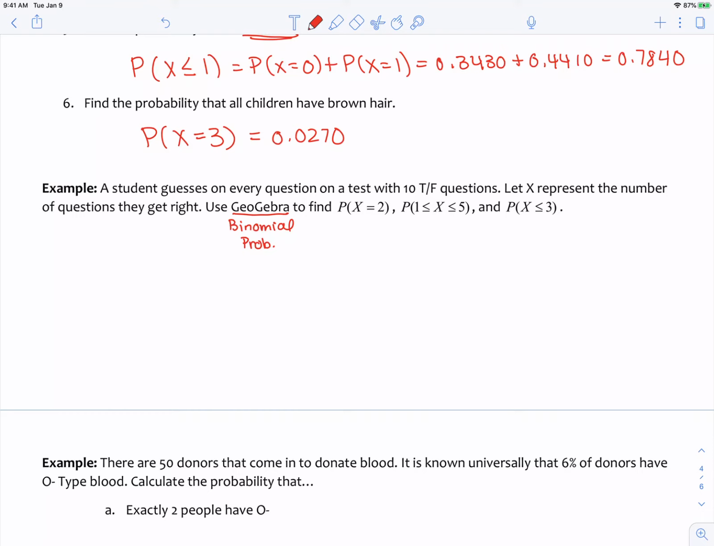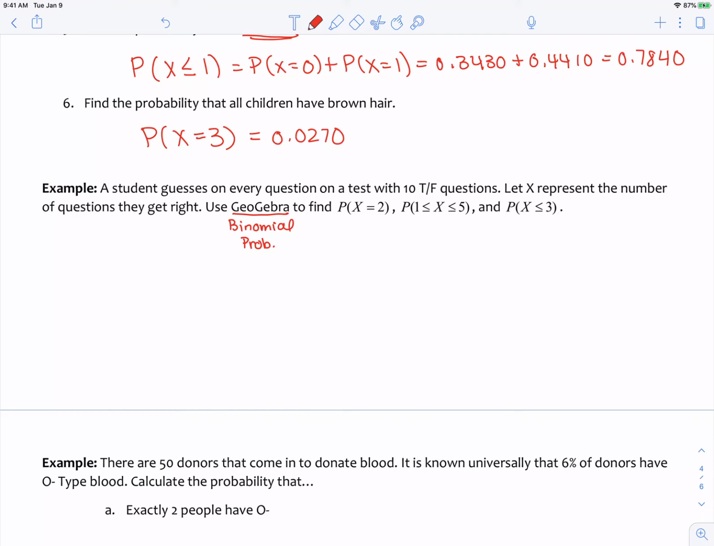All right, so you can think of this as a tree, right? You have a test with 10 true-false questions, and we're going to have X represent the number of questions they get right. Okay, so I could get the first question right or wrong. I had 2 chances to get it right or wrong, right? So it could either be true or it could be false. I've got 2 possibilities there. I've got 10 questions. That's my sample size. So if I'm just guessing, I have a 50% chance of getting it right for each of those questions. And I've got 10 questions total.